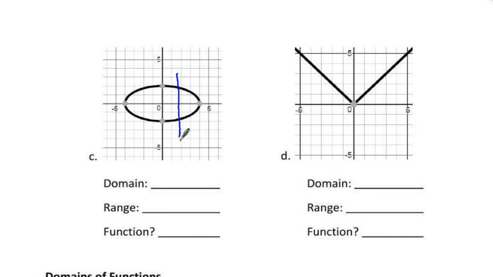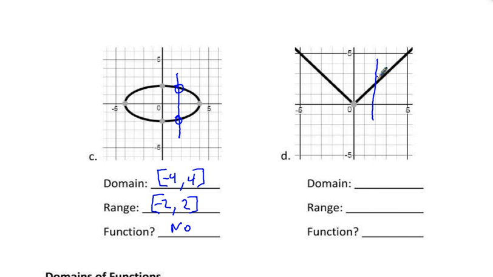I'm going to draw a vertical line through this ellipse. We see that it crosses twice, so this is not a function. The range is all of the y values between -2 and 2, and those values are included. It could be 2 or -2. And it looks like the domain, or possible x values, are from -4 to 4, inclusive again.